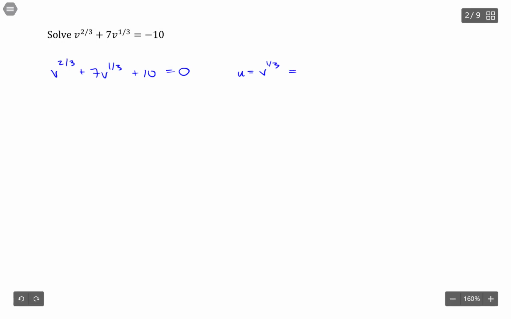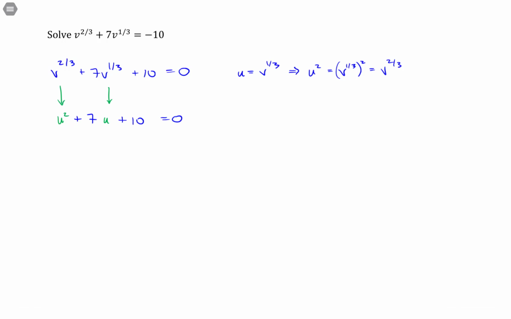And what's nice about that is if I square both sides of this equation, I get u squared equals v to the 1/3 squared, which is v to the 2/3. So what that means is I can change my equation into, so v to the 2/3 becomes u squared. Then I have plus 7. Then I'm changing v to the 1/3 into u. Then plus 10 equals 0.